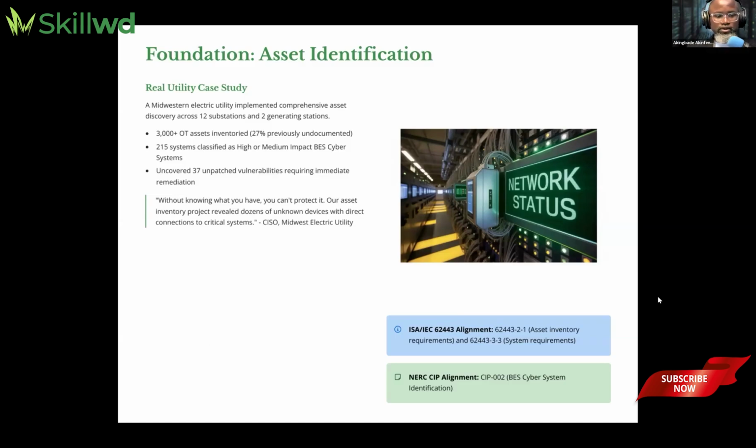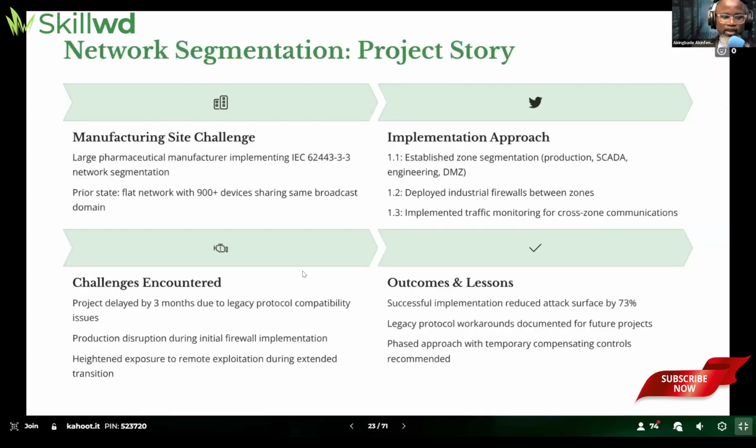All right, network segmentation, another good use case here. A large pharmaceutical, prior to that, they had a flat network with 900 devices sharing the same domain. So the approach was, they established zone segmentation: their production, their SCADA, which is their industrial control area, their engineering, and then they have a demilitarized zone, DMZ. They deployed firewalls between each of the zones, right?